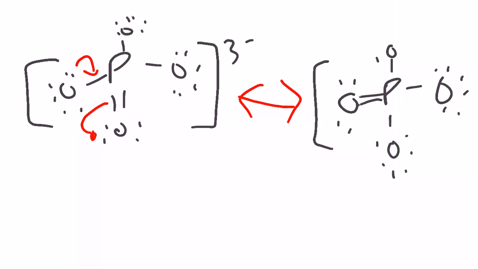So in total, there were 4 different resonance structures for this molecule that satisfied the optimal formal charge.